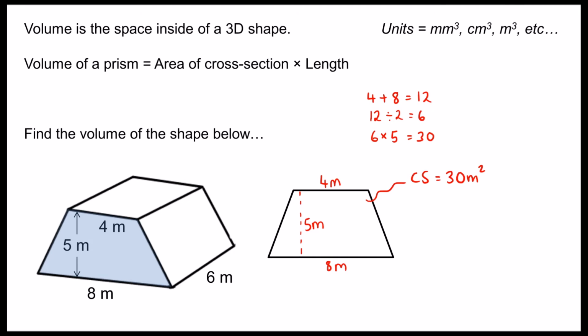I can now work out the volume, because the volume is simply the area of the cross section, which in our case is 30, times by the length of our 3D shape, which is 6. 30 times by 6 gives me 180, therefore the volume of my shape is 180 meters cubed. That is my final answer.